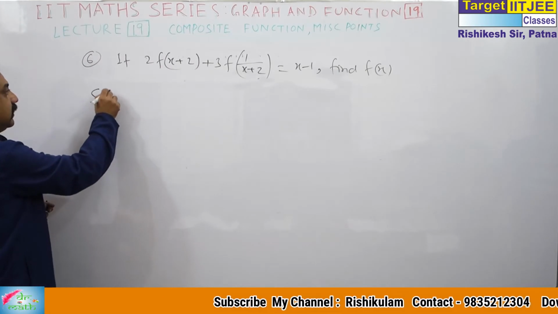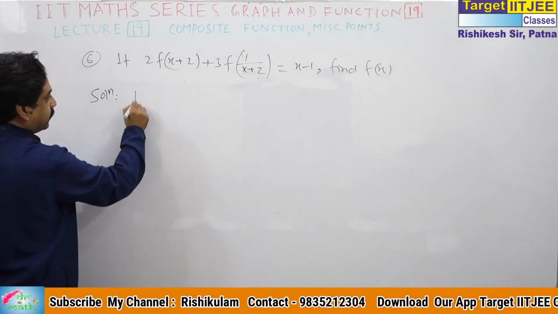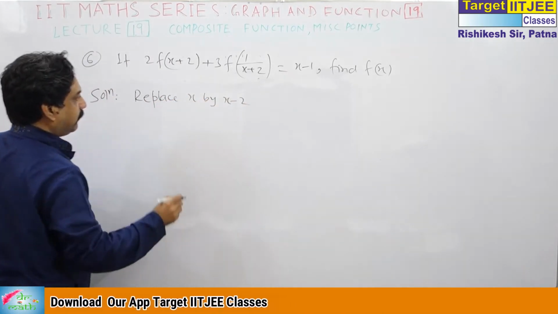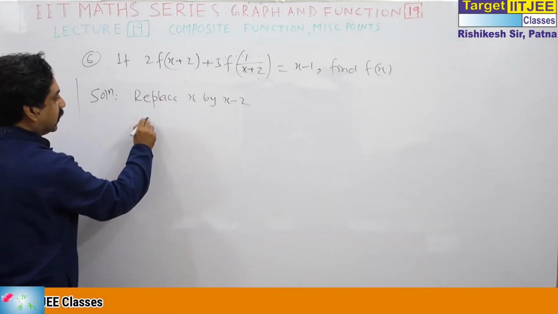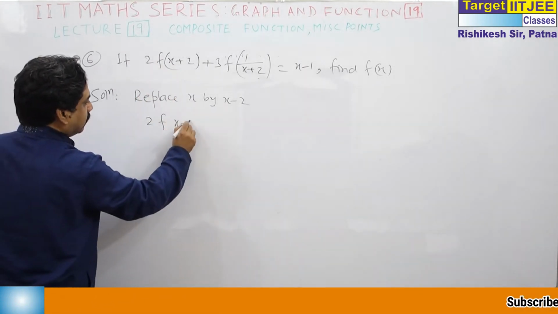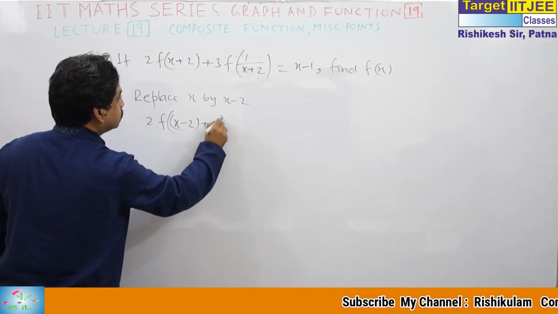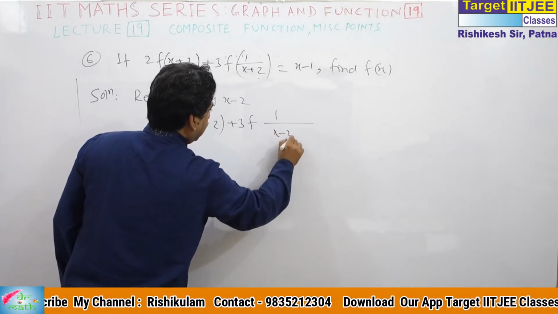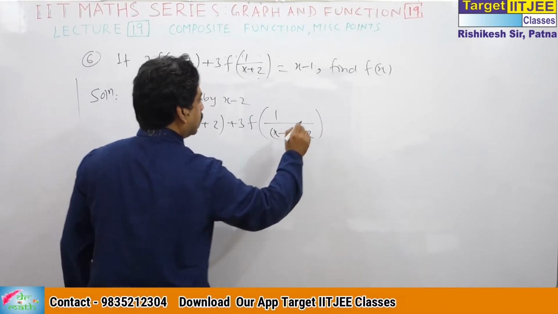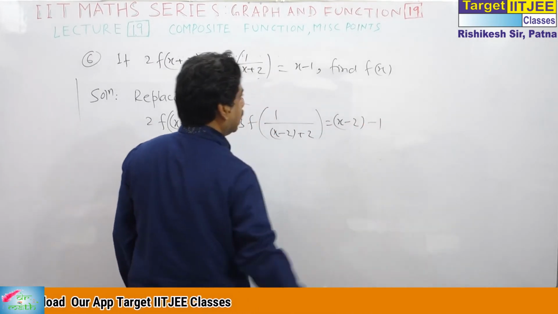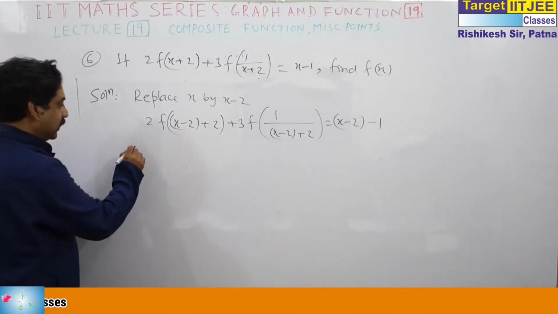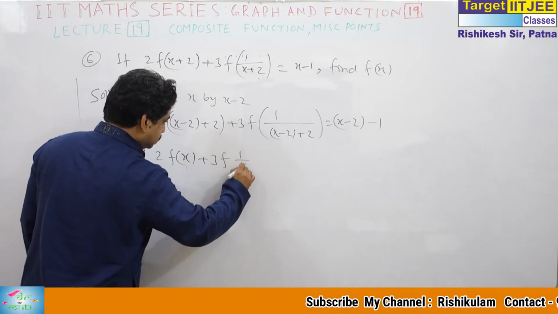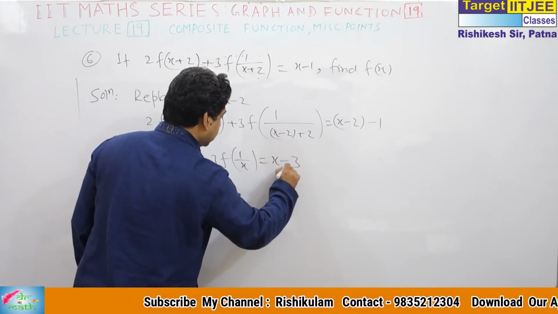How? Let's see. Suppose this is given. Replace x by x minus 2. When we replace x by x minus 2, this becomes 2 times f of x minus 2 plus 2, plus 3f of 1 by x minus 2 plus 2, and this is x minus 2 minus 1. I am replacing x by x minus 2. This replacement is done on a trial method. Why have I done so? I have done it due to this. This is x minus 3.